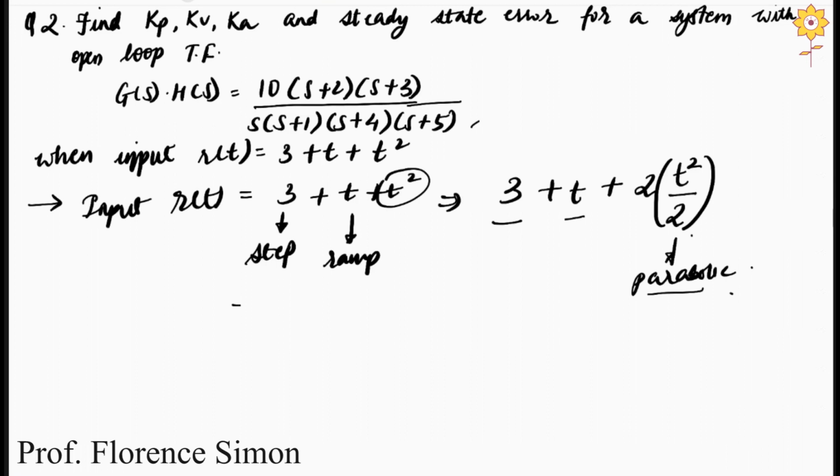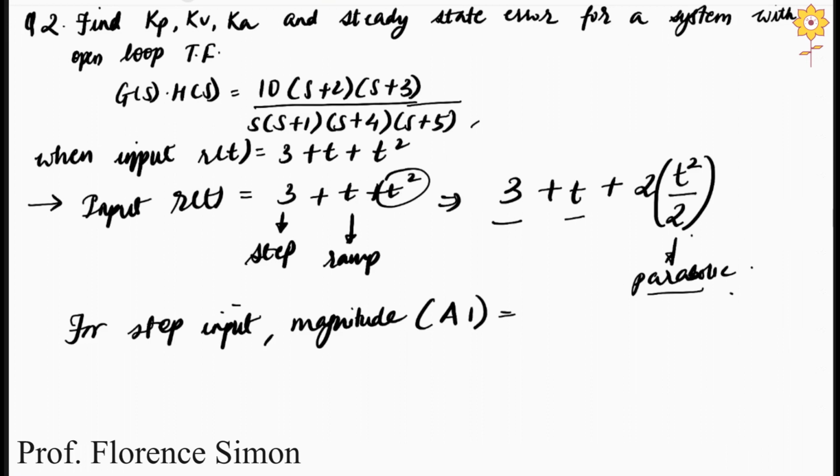So, for step input, what is the magnitude? Magnitude is denoted by A, as we know. Let us write A1, okay. So, what is the magnitude? Magnitude is 3 for the step input, okay.